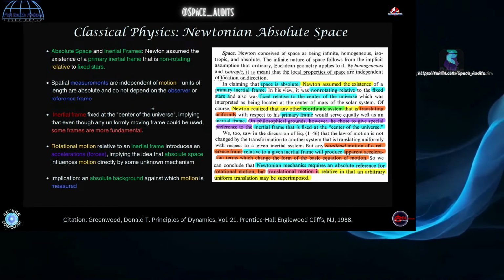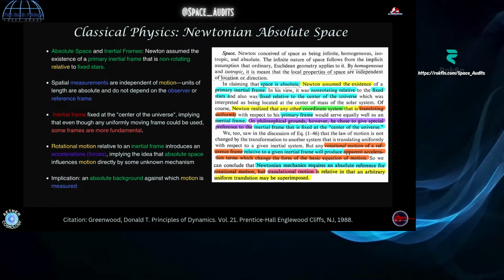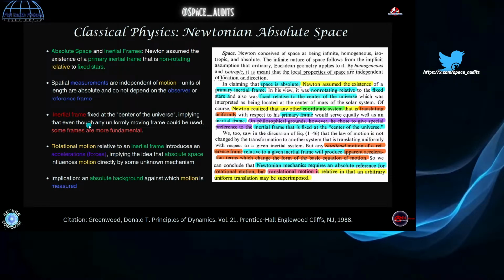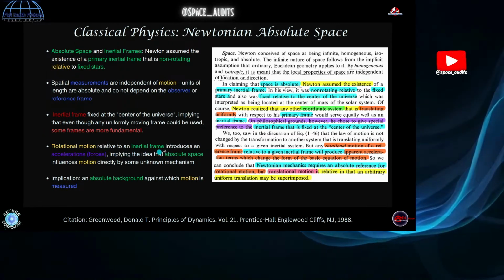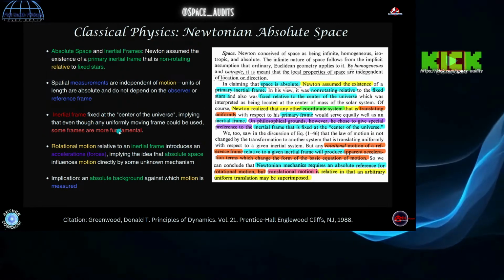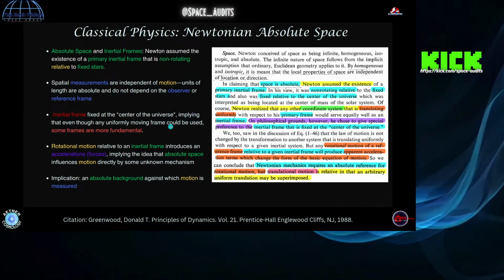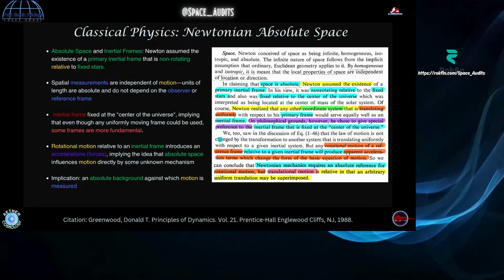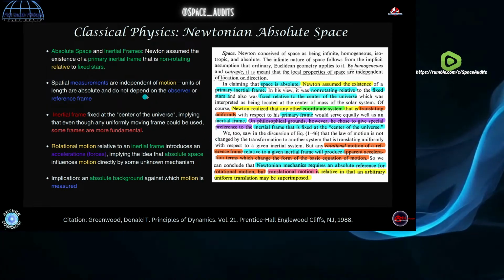So the conclusion from the Newton's bucket thing, which we'll cover here in a second, is that rotational motion is relative to an inertial frame. But again, he didn't want the Earth to be the inertial frame, so he thought that it was at the center of the solar system.